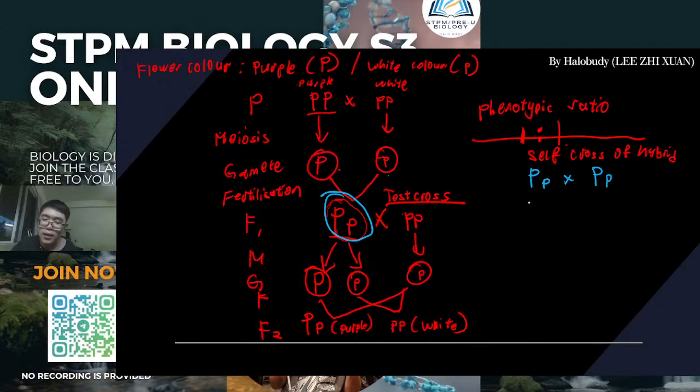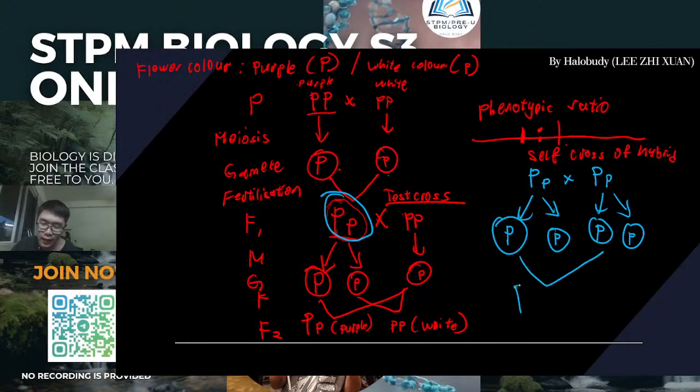Okay. So same as before, it will produce gametes. So this one they will produce four gametes. This one will produce two types of gamete. This one also will produce two types of gamete. So when they do fertilization, they will find that they have 4 possibilities of genotype, right?